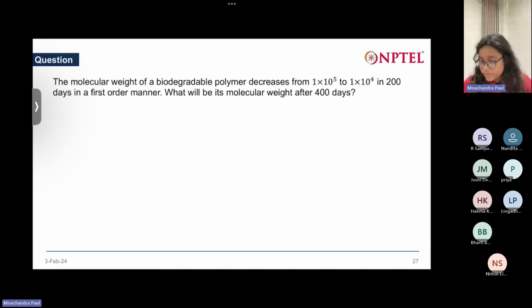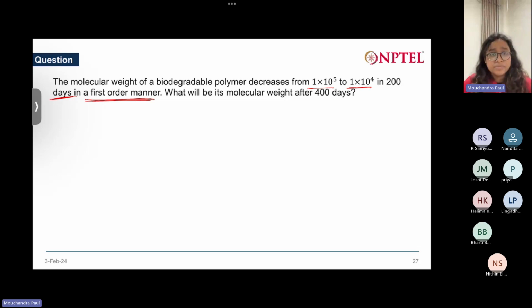Okay. So this is the last question for today's session. The question says that there is a biodegradable polymer that degrades in the presence of some enzyme maybe. Its molecular weight has decreased from 10 to the power 5 to 10 to the power 4 in 200 days. And in a first order manner, meaning first order kinetics has been followed.